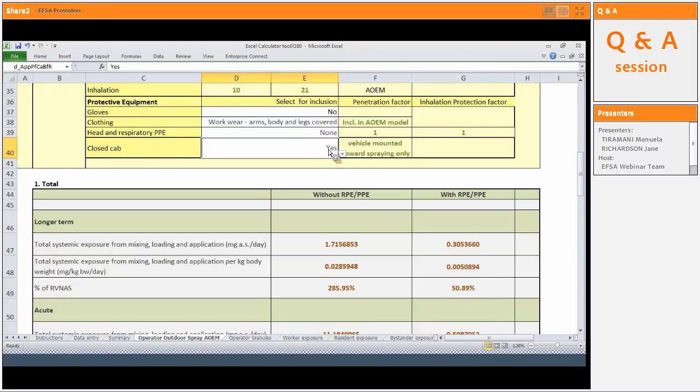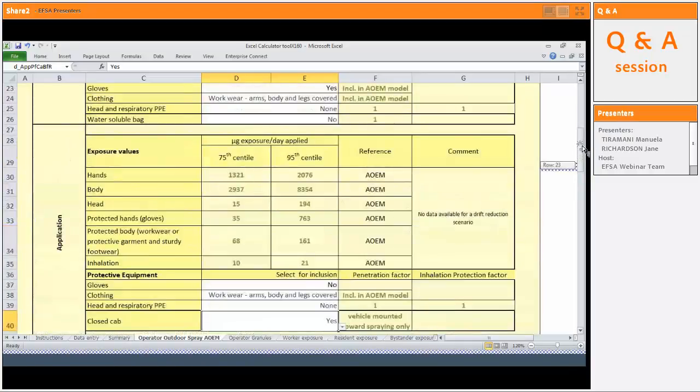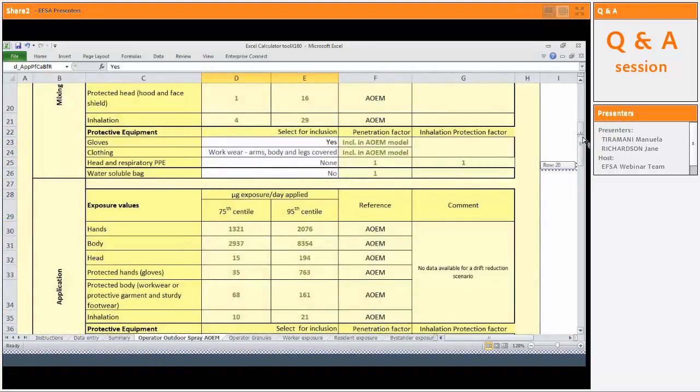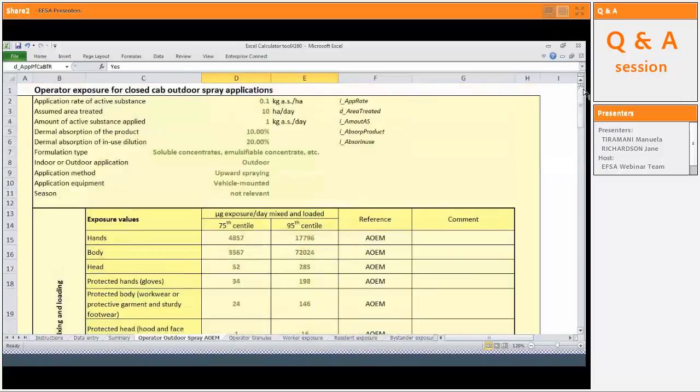Yeah, or maybe more feasible. Can you scroll up a bit, Jane? So again, okay, reference. So add this value for the protected workwear. Okay, yes, I couldn't see that.